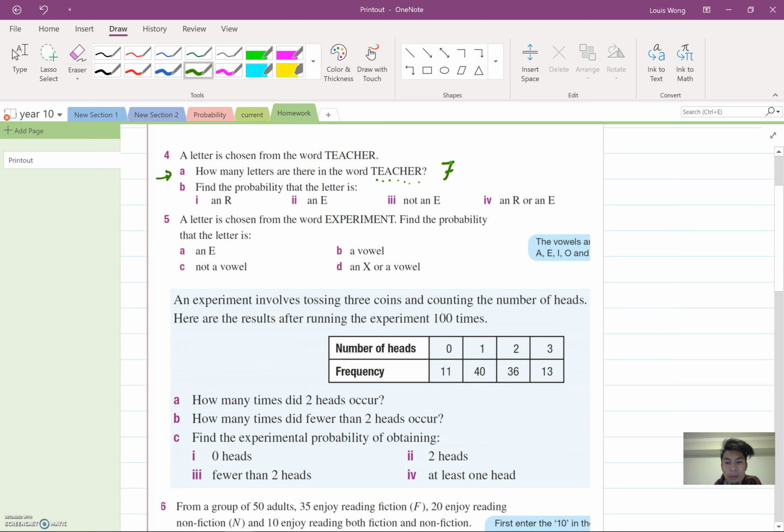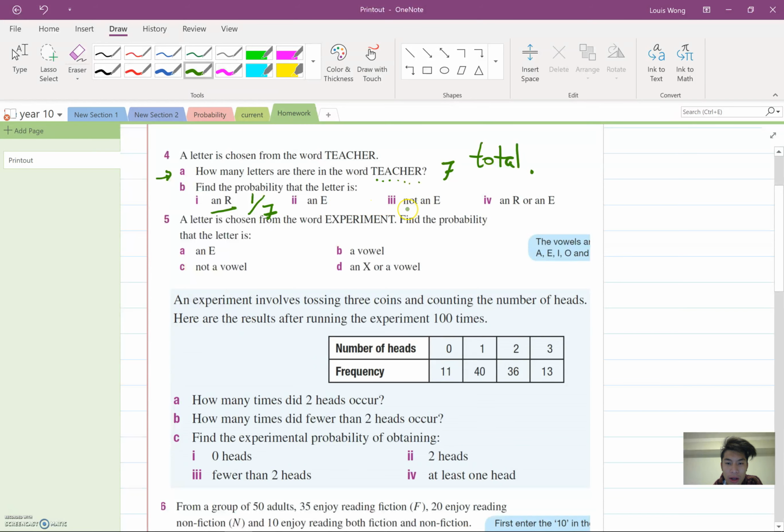Okay, so when we're finding probability, I need to find the amount out of the total. So it's going to be out of 7. So the probability that the letter is an R. Well, how many R's are there? There is 1. So this probability is just 1 over 7.